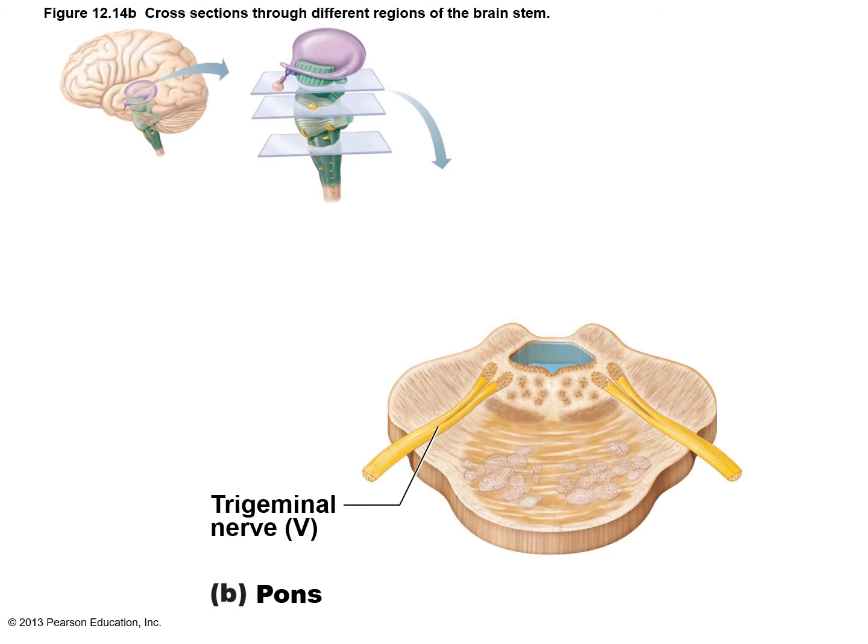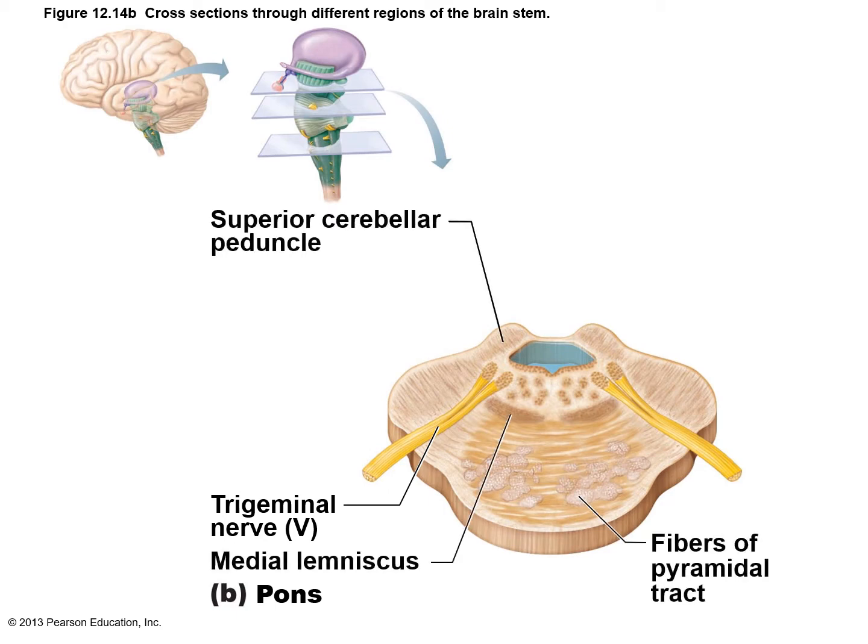Let's take a look at a cross-section through different regions of the brainstem. First of all, you have the trigeminal nerve, which does proceed from the pons. So we'll take a look at some of these different portions. First of all, some of the white matter portions, the fibers of the pyramidal tract and the superior cerebellar peduncle. Now the medial lemniscus, as you can clearly see, is not white matter, it's gray matter. So this is not involved in communication. This is involved more in processing.